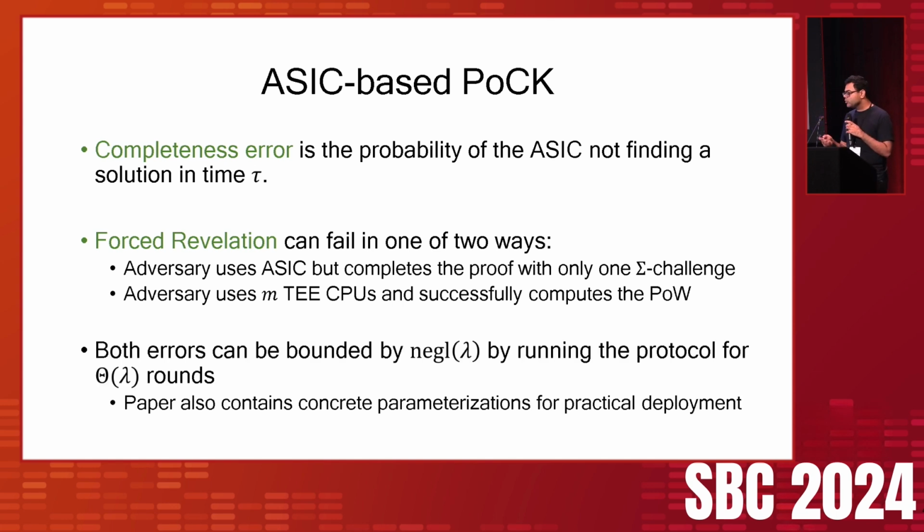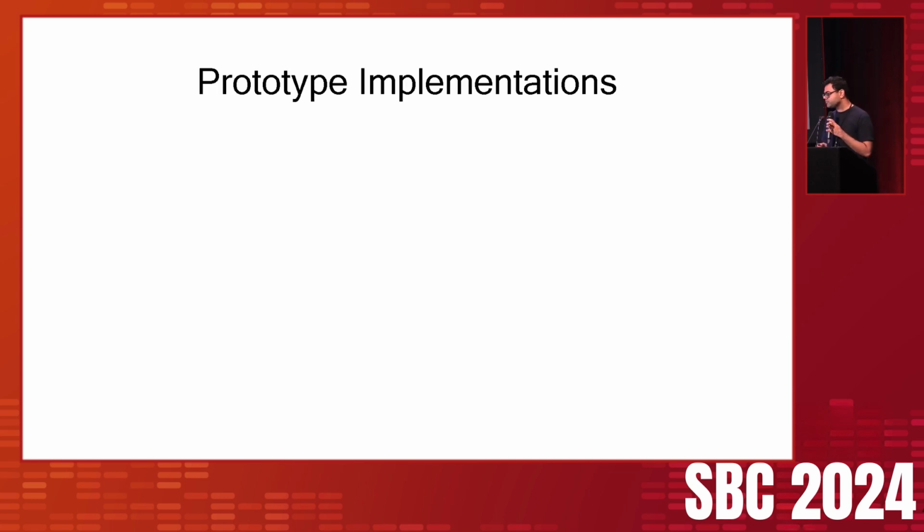So we can bound the errors of this protocol by running the protocol for some theta of the security parameter rounds. We can bound the error as being negligible in the security parameter. And the paper also contains concrete parameterizations that can be useful for practical deployments of this protocol.